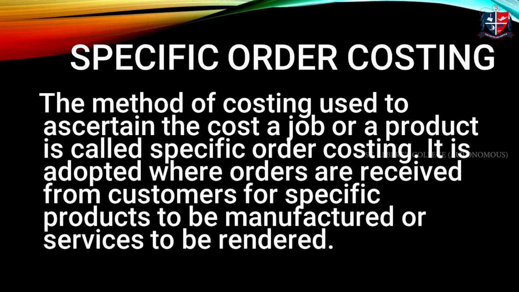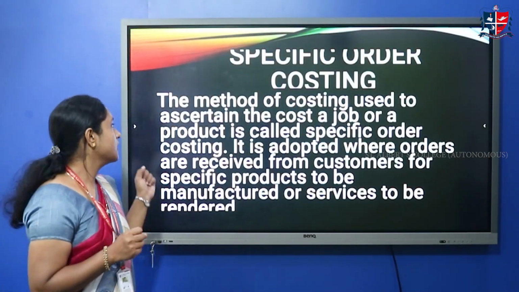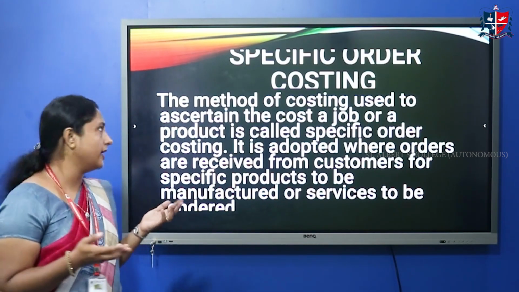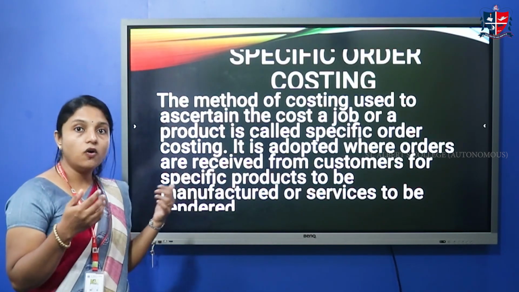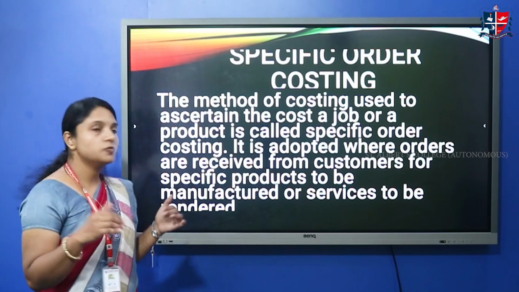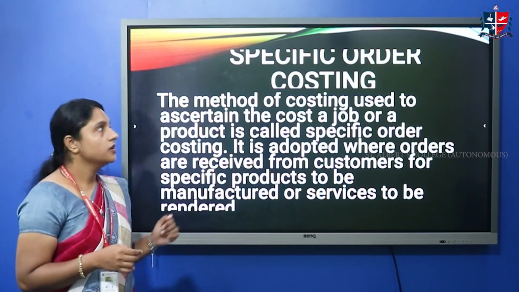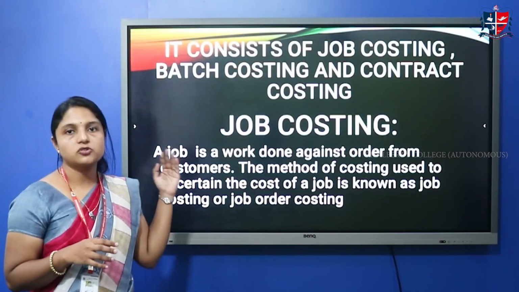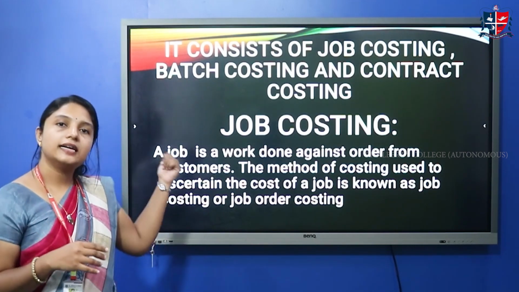First one is specific order costing. First of all, we have to understand what we mean by specific order costing. It is a method of costing used to ascertain the cost of a job or a product. It is adopted where orders are received from customers for specific products to be manufactured or services to be rendered. Specific order costing consists of job costing, batch costing, and contract costing. The main focus is job costing.